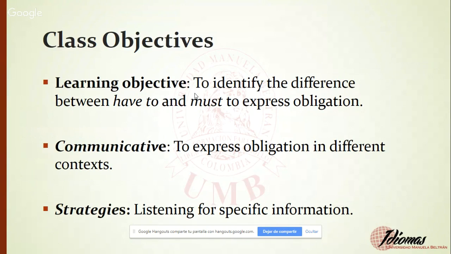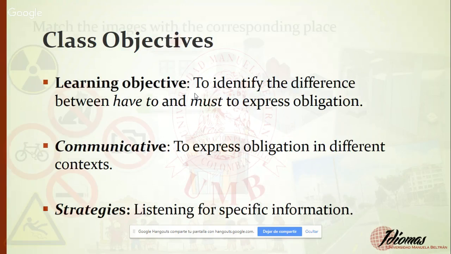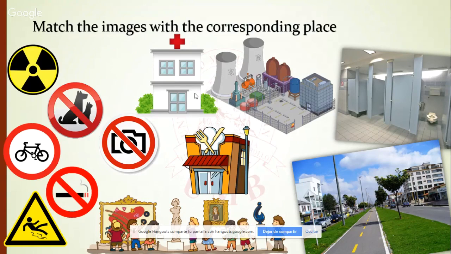Communicative objective is to express obligation in different contexts. And strategies, we are going to listen for specific information, and also you will listen to my explanation, and then you will also produce monologues and dialogues using those grammar structures. So let's start with the first exercise.